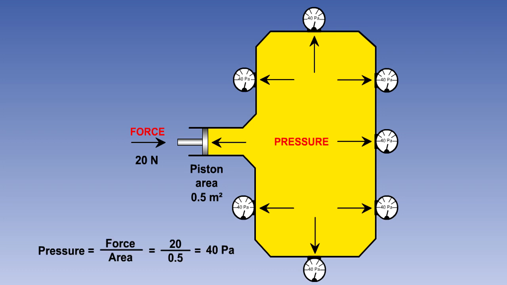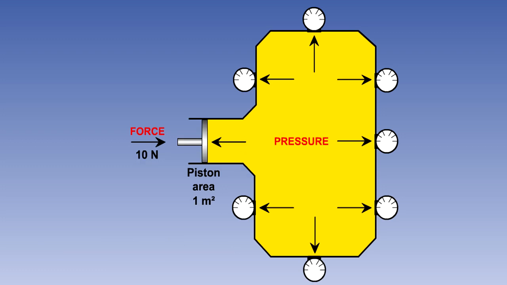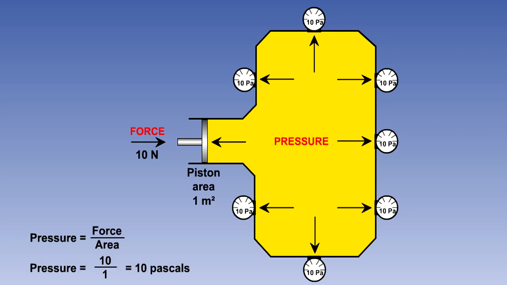The answer is 40 newtons per square meter, or 40 pascals. If we go back to our original example, but this time increase the area of the piston to 1 square meter, keeping the force applied at 10 newtons, using the formula pressure equals force divided by area, then the pressure will be 10 divided by 1, or 10 pascals.